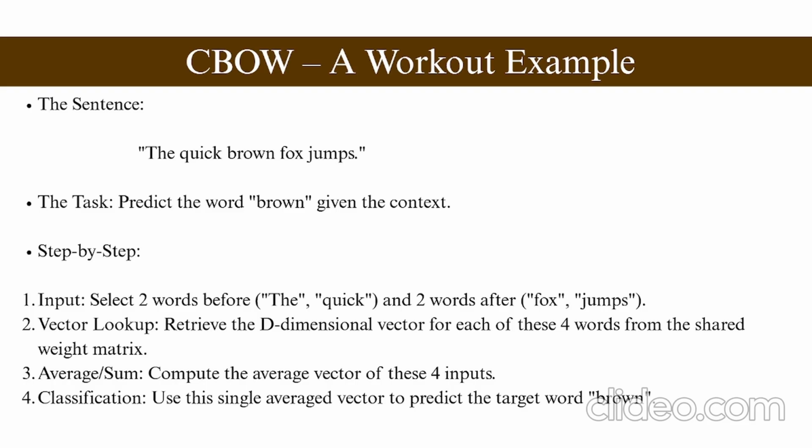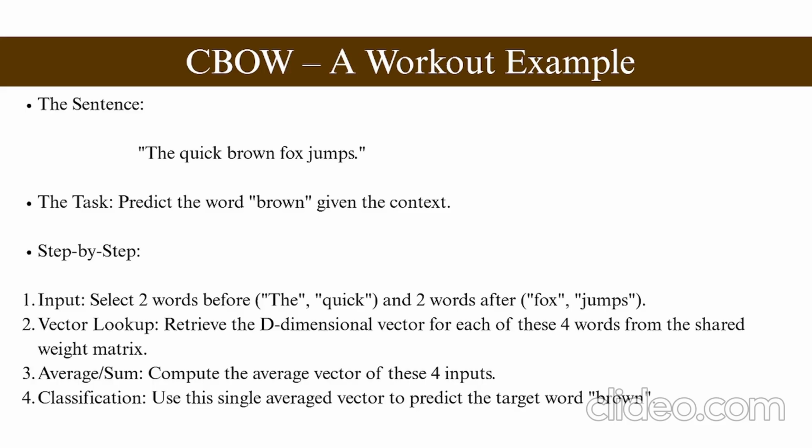The process begins with the input stage. We define a window of context, for instance, selecting the two words appearing before the target, the and quick, and the two words appearing after, fox and jumps. Each of these four words exists in our vocabulary as a one-hot encoded vector. But for the model to process them, it performs a vector lookup. It retrieves the specific d-dimensional vector for each context word from a shared weight matrix.